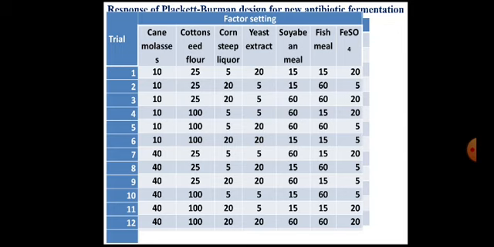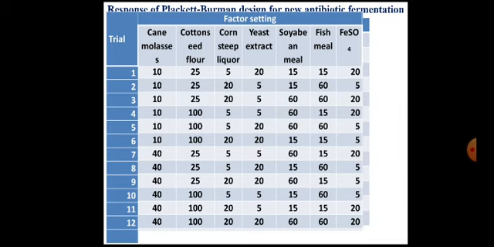So you can see that trial number 1, or the first experiment, will be conducted by using the production medium having composition of 10 milligrams per ml of cane molasses, 25 milligrams per ml of cottonseed flour, 5 milligrams of corn-steep liquor, yeast extract 20 milligrams per ml, soybean meal 15 milligrams per ml, fish meal 15 milligrams per ml, FeSO4 20 milligrams per ml. So this will be the composition of the medium for the first trial. This is how you have to prepare 12 such media with different concentrations. So you will have 12 combinations of media.